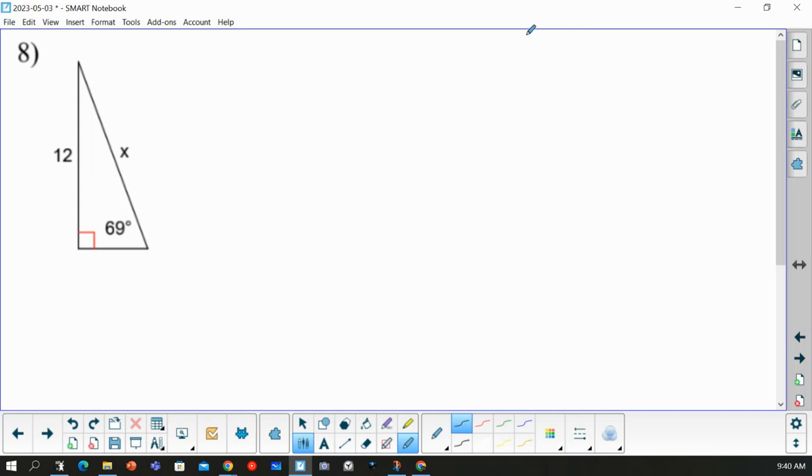I'm working on problem number 8. Problem number 8 on my 8-4 extra practice. As I do problem number 8, I start by identifying and locating this angle. It's the only angle that's given to me.